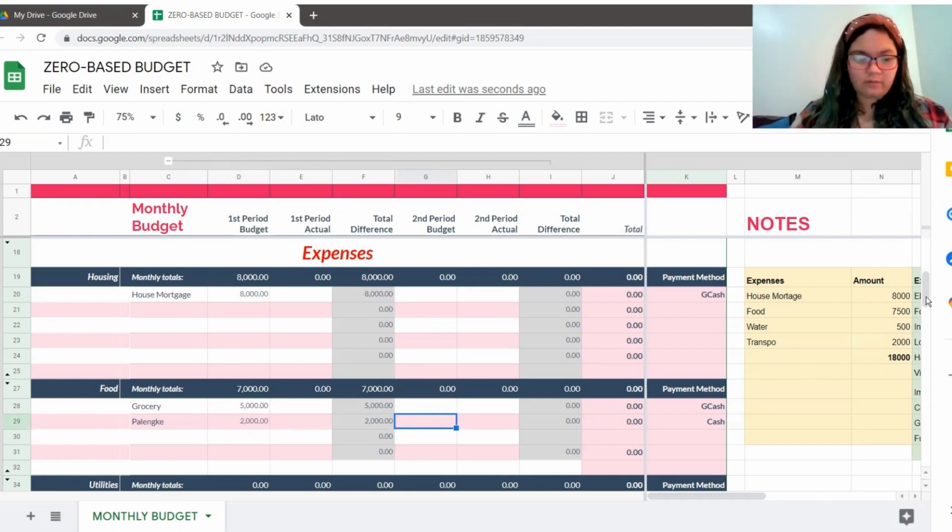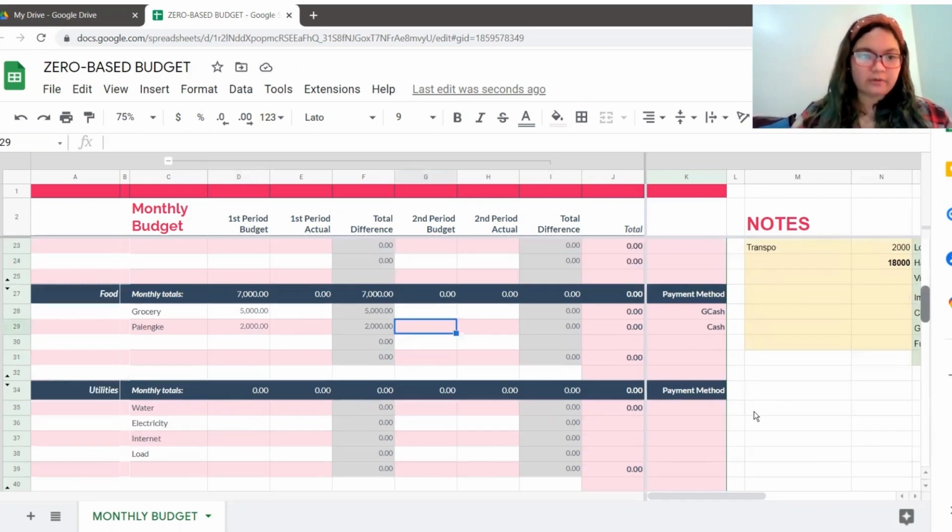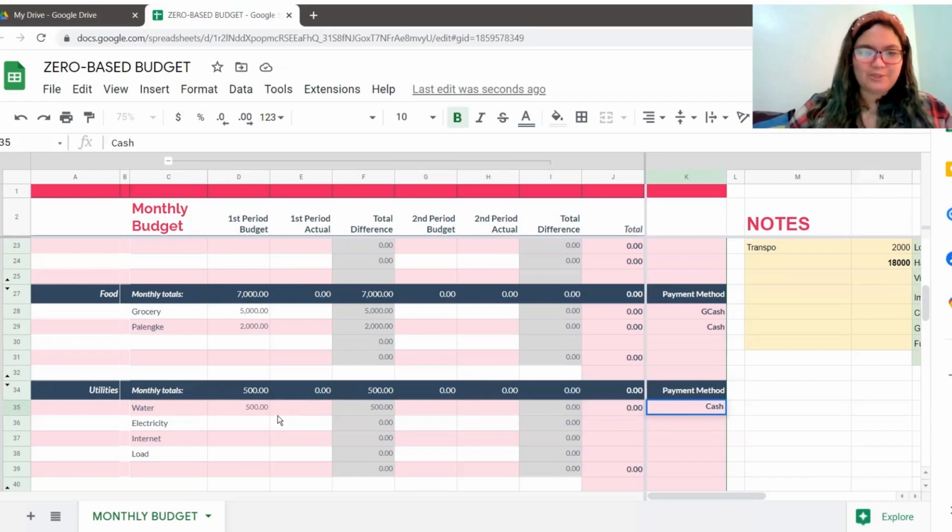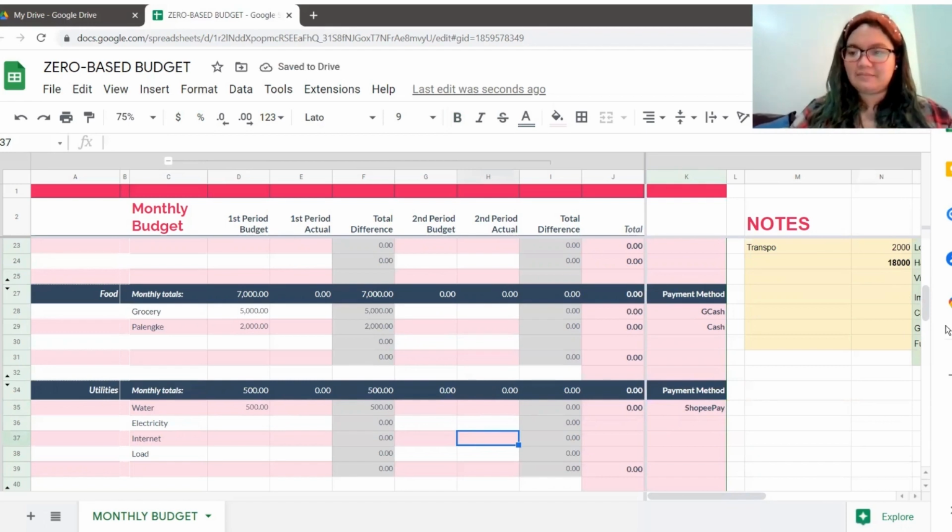Another one is the water. The water bill budgeted for this month is 500, and they pay through cash. Actually, maybe not cash, because there's no discount. Let's say Shopee Pay, so that we get a discount on Maynilad.